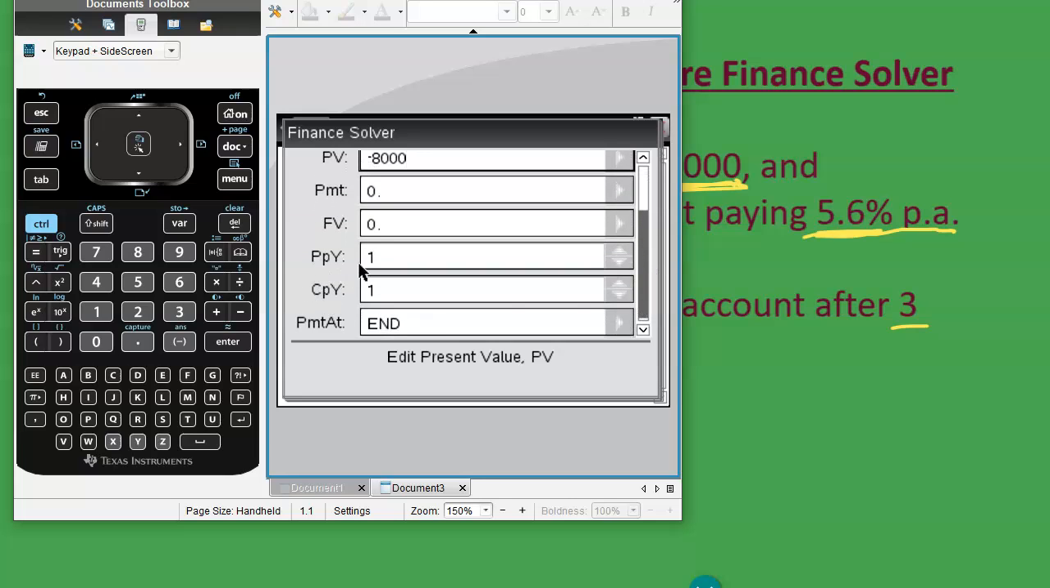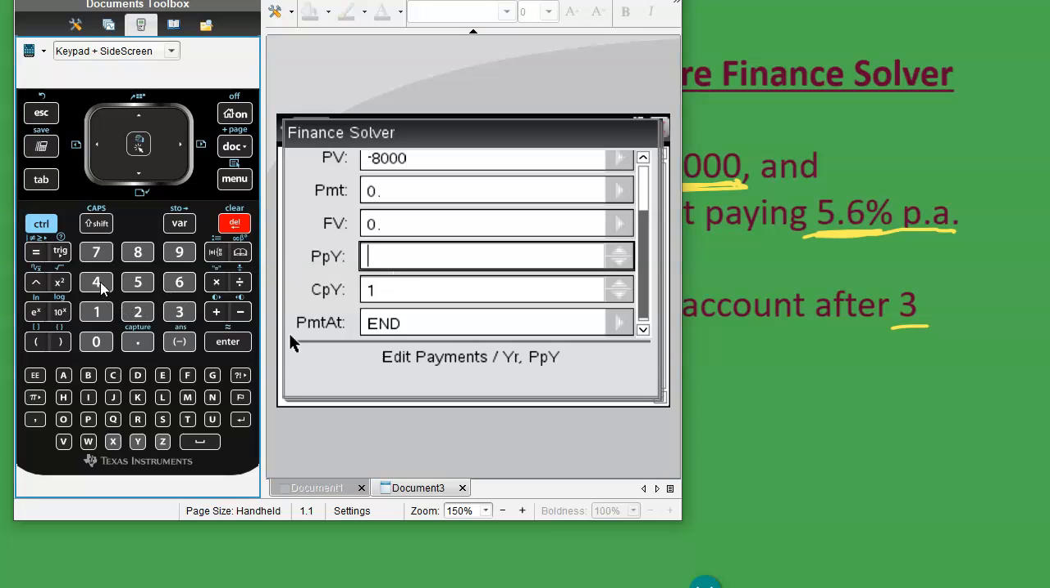Now coming to PPY, what is this? This is payment per year. How many times in 1 year should we be getting the payment? It is compounded quarterly, so the payments will be done 4 times in a year. So this will be 4.